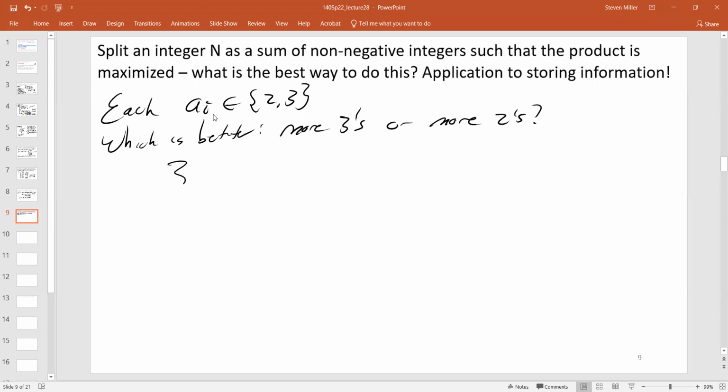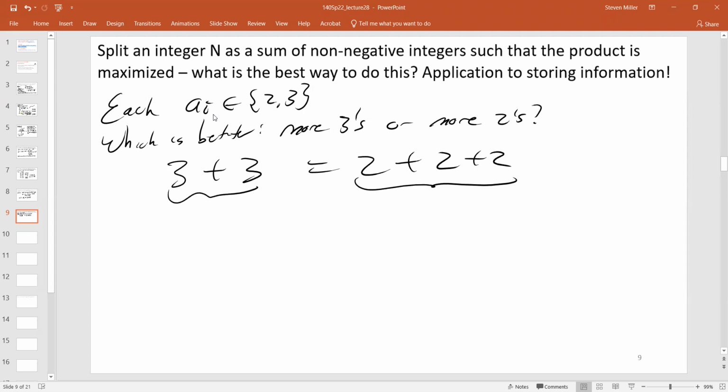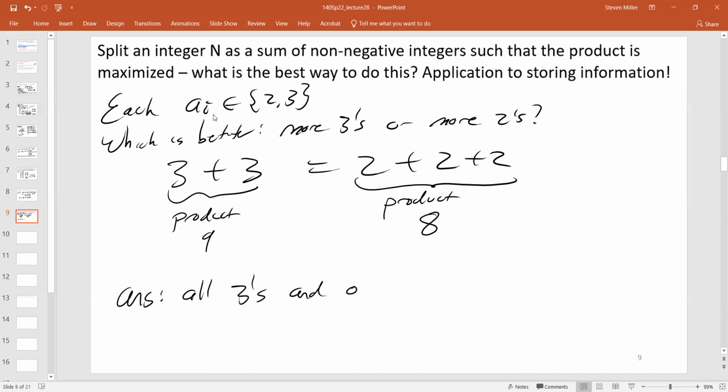So 3 plus 3 equals 2 plus 2 plus 2. What's the product of 3 plus 3? 9. What's the product of 2 plus 2 plus 2? 8. So we want to have more threes than twos. So basically the answer is all threes and one or two twos.